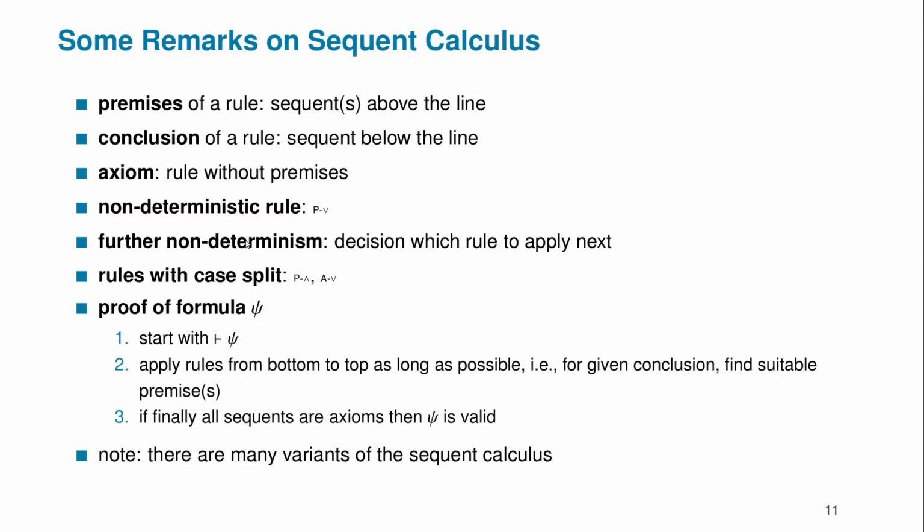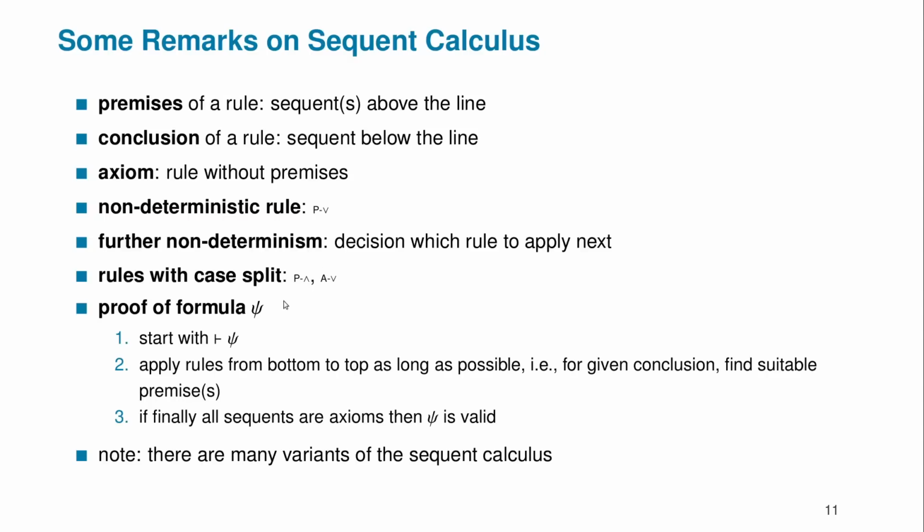A further non-determinism in the search is that we have multiple choices which rule to apply next, because we can have multiple antecedents, and then we have to decide which rule we use for continuing. And we have also rules with a case split, conjunction on the right hand side and disjunction on the left hand side.